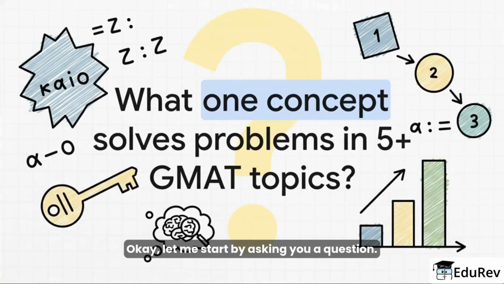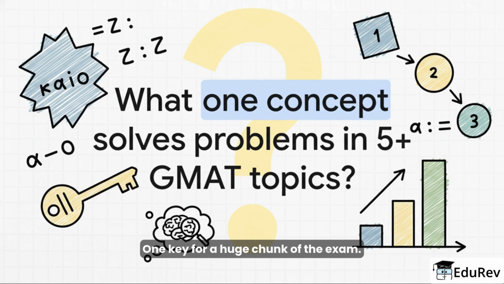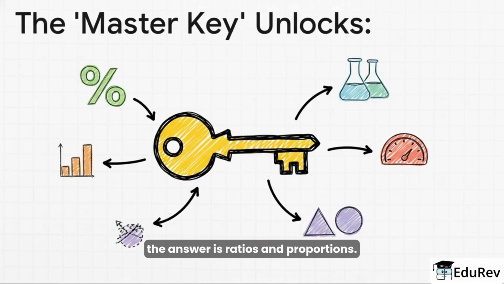Okay, let me start by asking you a question. What's the one concept, the single idea that can help you solve problems in at least 5 different GMAT topics? Just think about that for a second. One key for a huge chunk of the exam. Any ideas? Well, the answer is ratios and proportions.